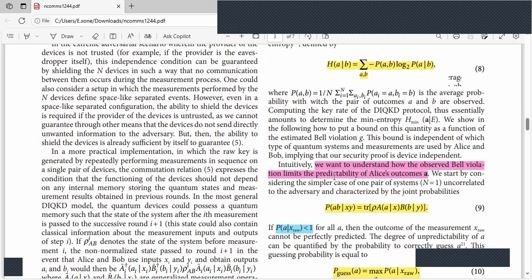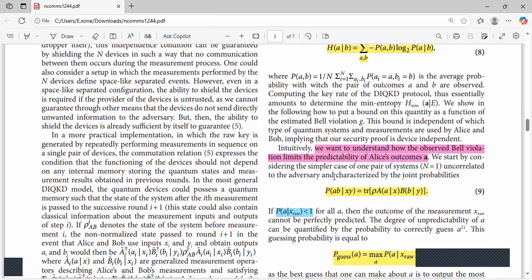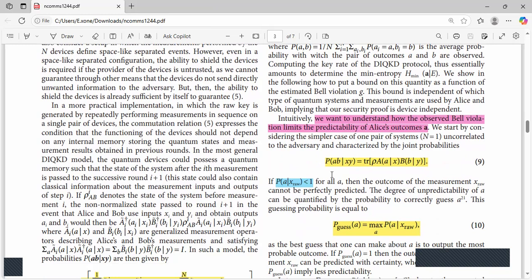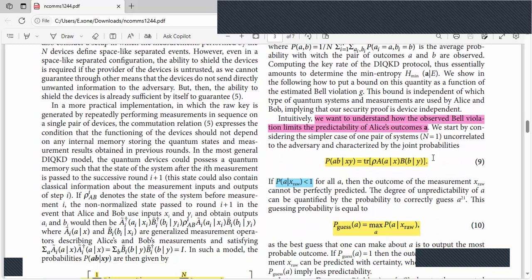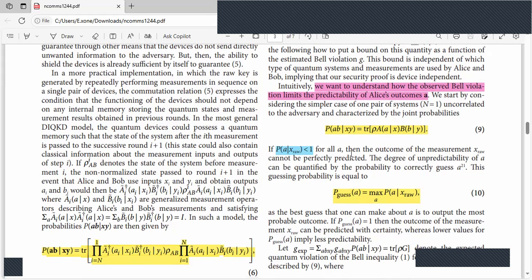For simplification, we are going to prove it for the n equal to 1 case, in other words, for only one device, and we will generalize the given result after that. The probability distribution of Alice and Bob's measurement results is given in equation 9. If the probability of Alice's output given some input is less than one, then there is some uncertainty, and Alice's data is not as predictable.